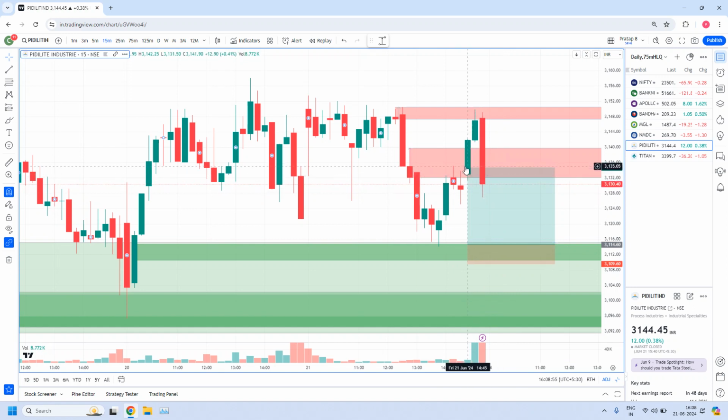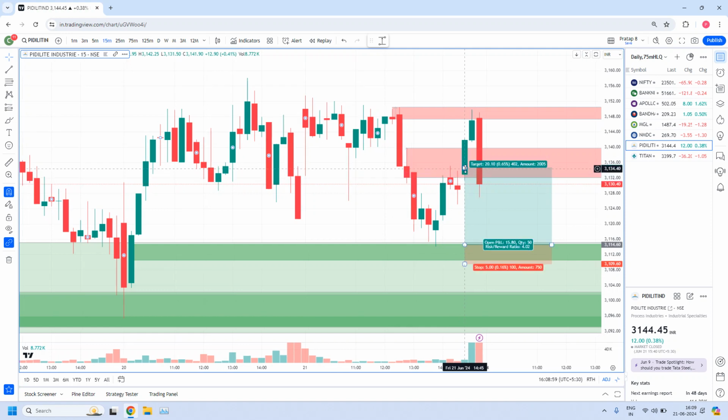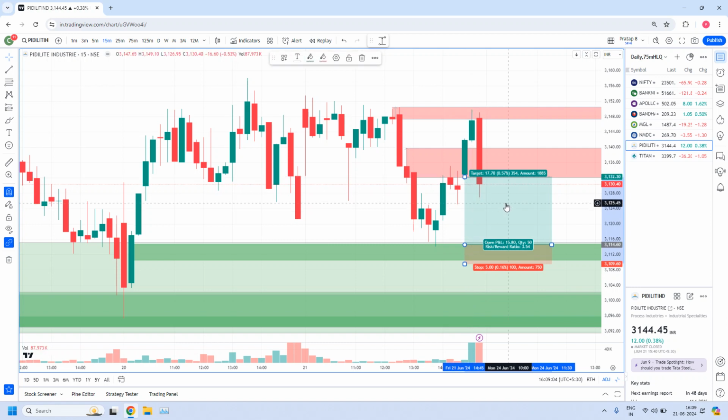Suppose if you would have exited here, you would have got 1:3.54 RR you would have captured. The first 15 minutes target. If it is the second 15 minutes target, you would have captured a 1:6.48 RR. At least approximately 1:6.5 RR you would have captured.